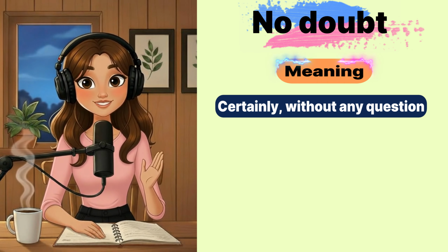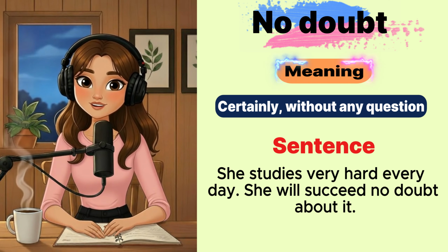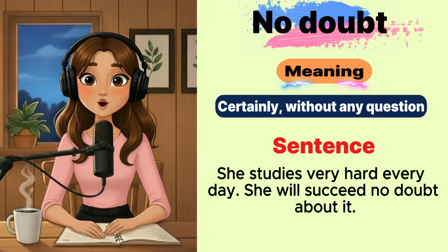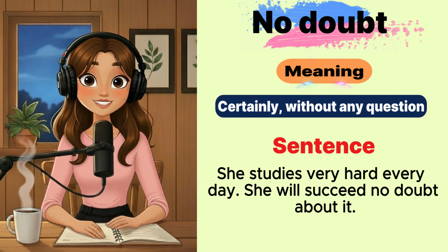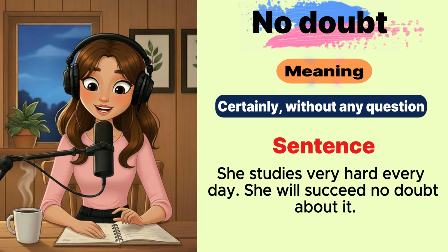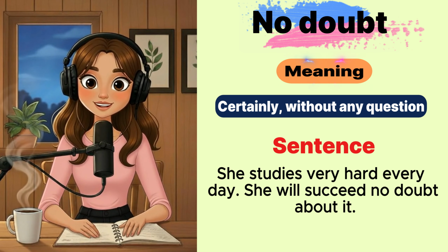No doubt means certainly without any question. It is used when you are completely sure about something. For example, she studies very hard every day. She will succeed, no doubt about it. Repeat after me. No doubt. She will succeed, no doubt about it.